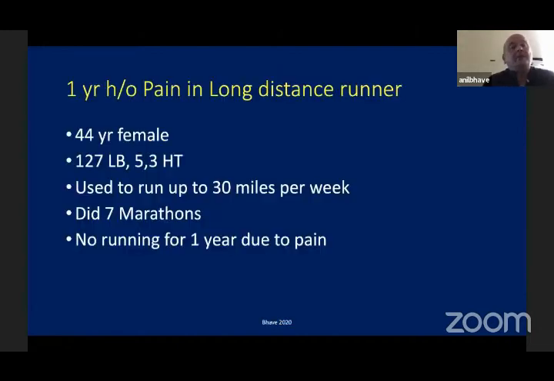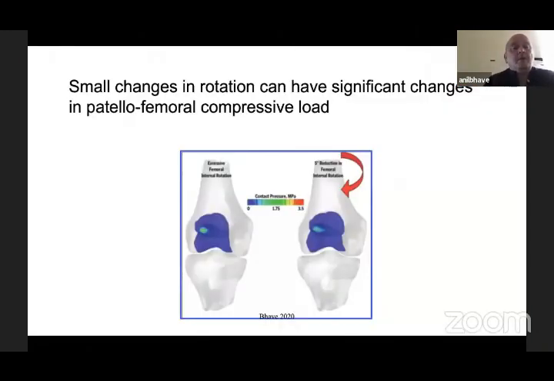So what was the patient? The patient has a 1 year history of pain in long distance running. She's a 44-year-old female, 127 pounds or 55 kilograms, 5'3" tall, used to run up to 30 miles per week, did 7 marathons before, no running for a year due to patellofemoral pain. So there are the problems. And I showed you these small rotational changes.